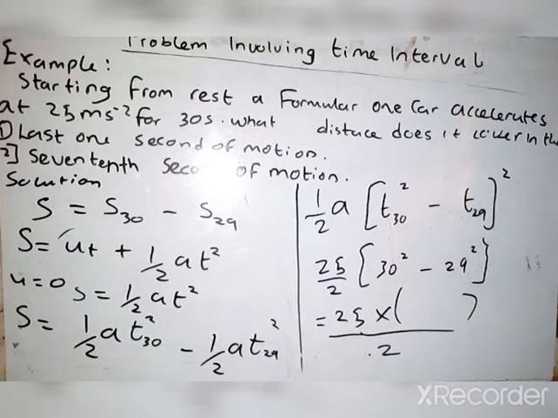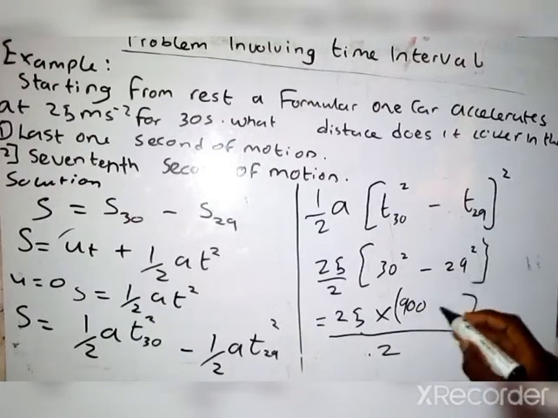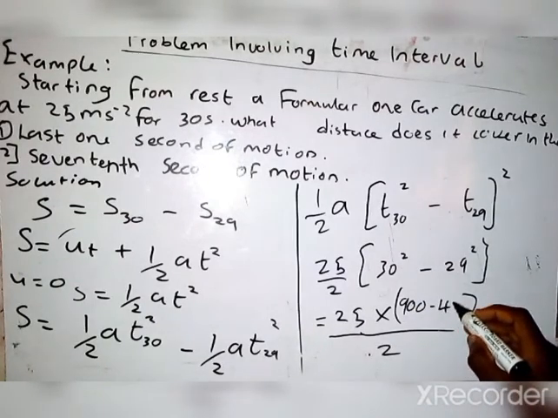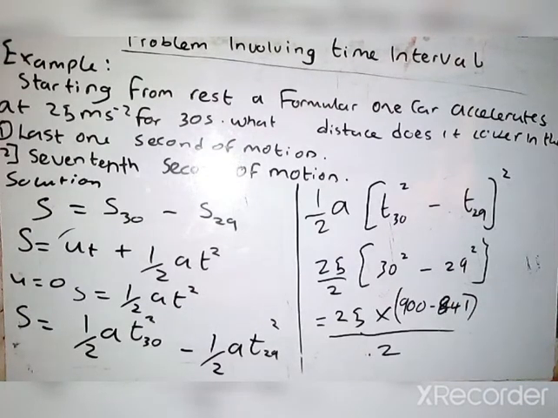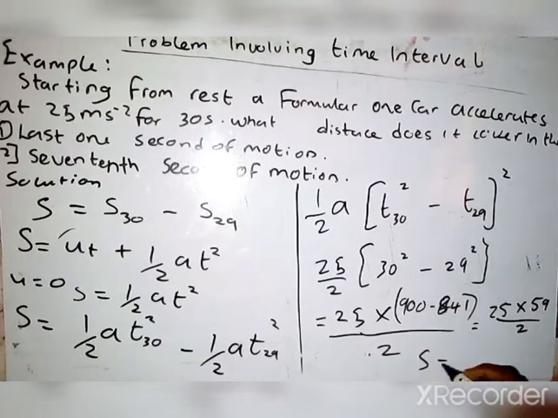Let me calculate 30 square. Our 30 square is 900, and our 29 square is 841. So we subtract 841 from 900. We now have 59. Now we have 25 multiplied by 59/2, so our distance for the last 1 second will be 25 times 59 divided by 2.